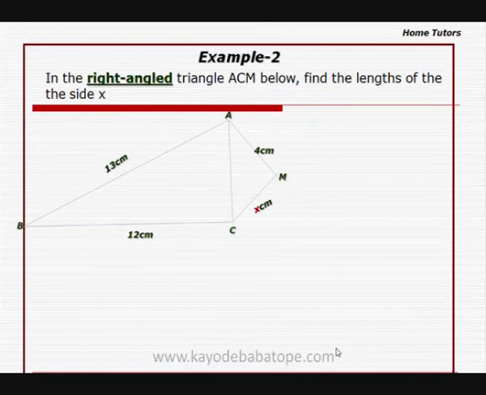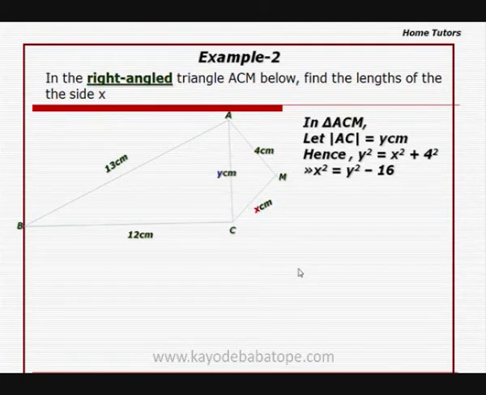Example 2. In the right-angled triangle ACM below, find the length of the side x. Now, in triangle ACM, let's assume that the hypotenuse AC has a length y centimeters. Hence, according to Pythagoras' theorem, y squared must be equal to x squared plus 4 squared. That gives x squared equals y squared minus 16. But then, this is a single equation with two unknowns. We can't just solve this equation beyond this point. So, what else can we do?